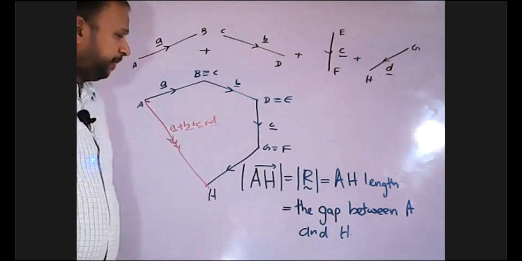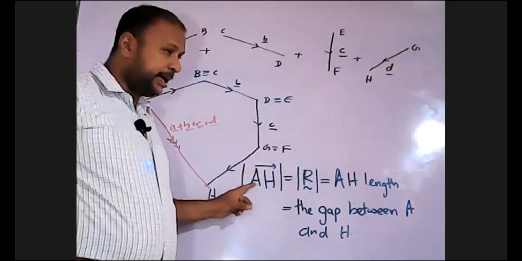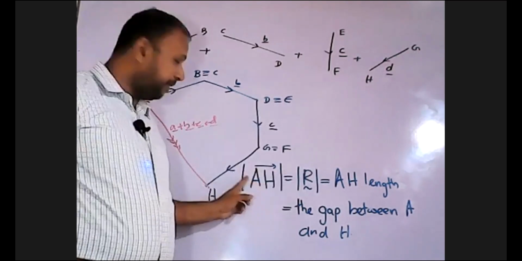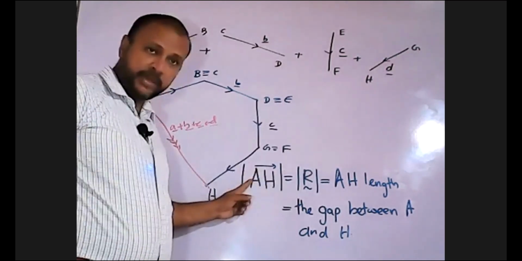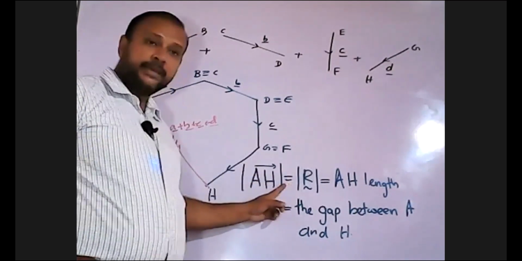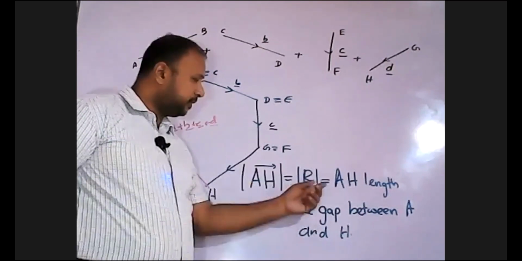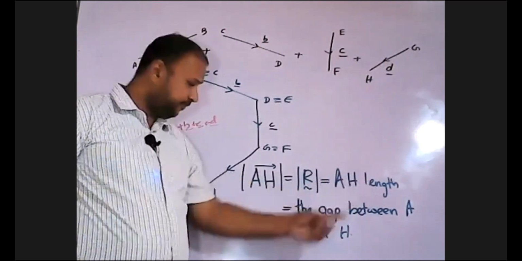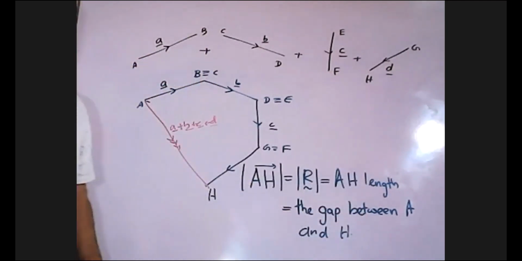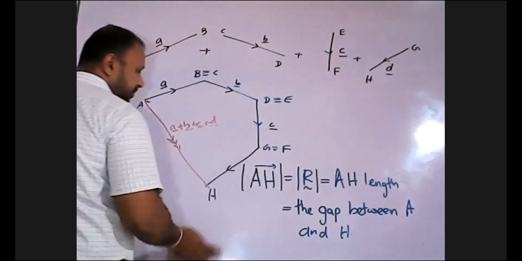Okay, you don't need to draw this again because you have drawn this previously, no? But you have to write this one. The modulus of the H vector, that means the magnitude, is equal to the modulus of R. R means a certain vector. So that is equal to the AH length. That means the gap between A and H. You don't need to draw this one, but just write this expression.